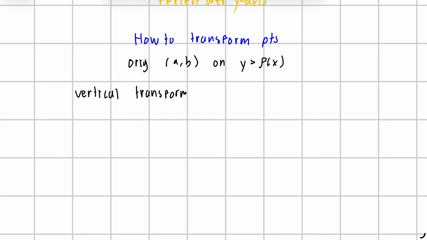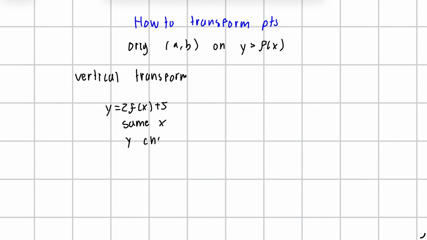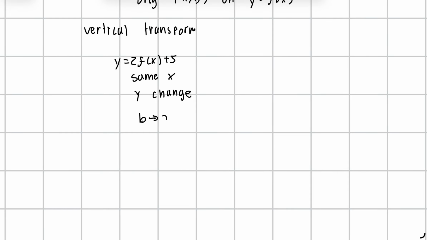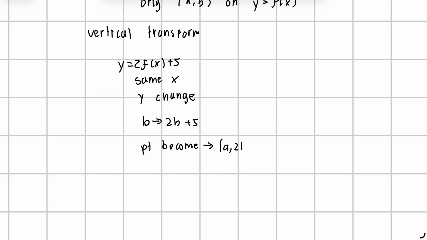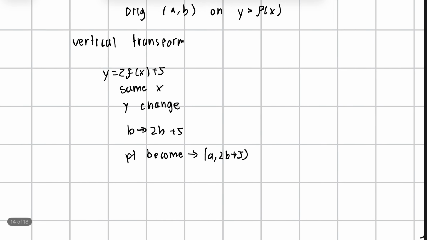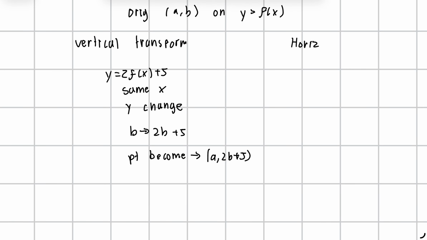So if we have y equals 2f(x) plus 5, we have the same x, but our y is going to change. We have b becoming 2b plus 5, so our point is going to become (a, 2b plus 5).